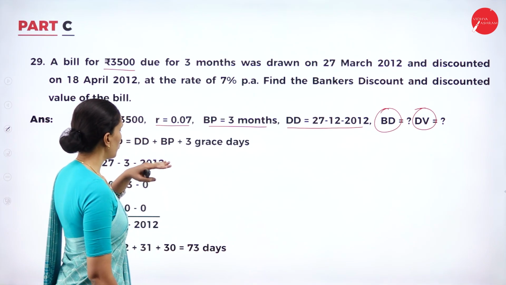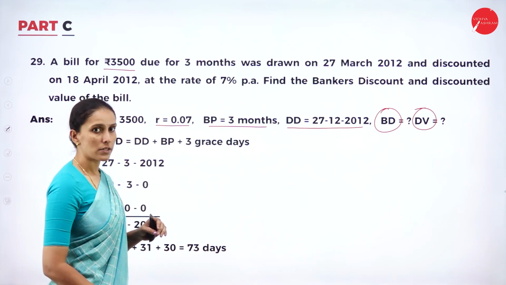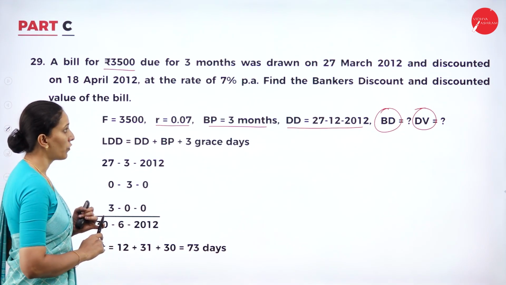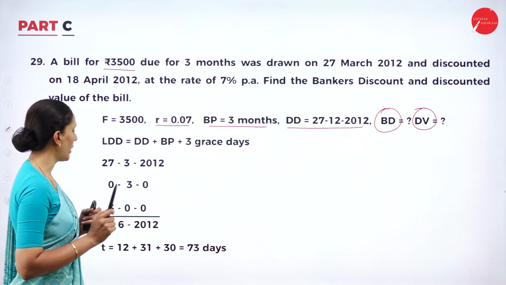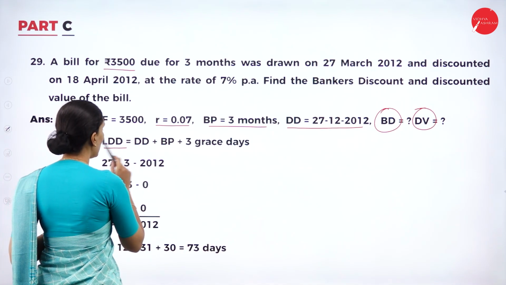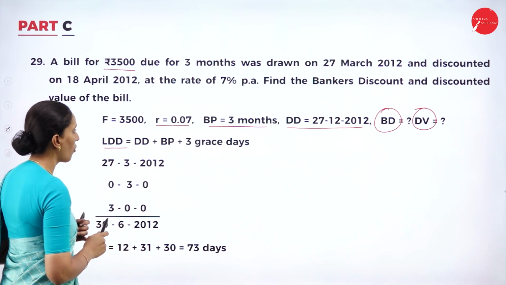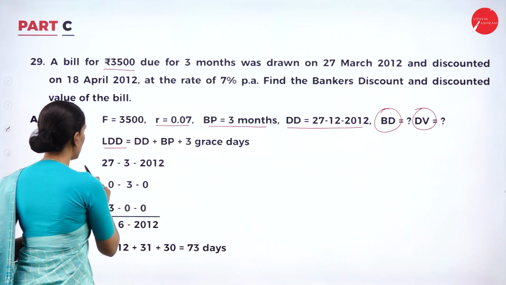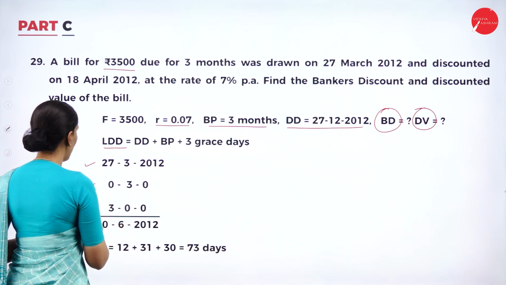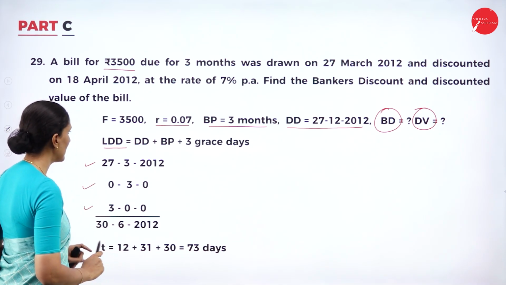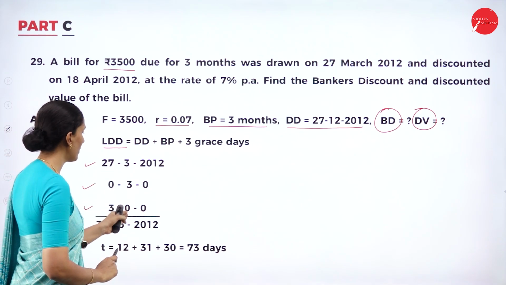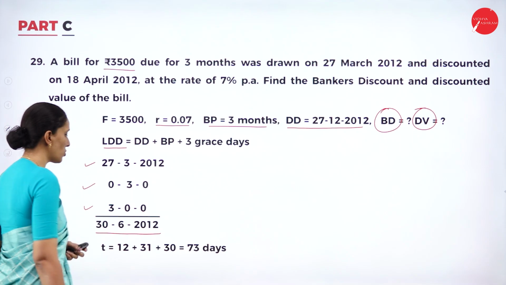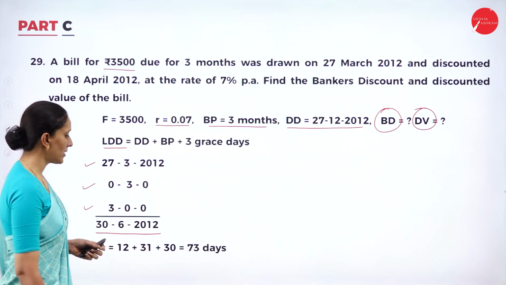So, first to find the banker's discount, we need the time. So, for time they have given the date of drawing. So, first let us find legally due date. Now, we have a formula. Legally due date is date of drawing plus bill period plus 3 grace days. So, we have written the date of drawing, the bill period and 3 grace days. So, days is written along one side, month is written and year is written. So, when you add it, we will get 3/6/2012, that is June 30 was the time given.